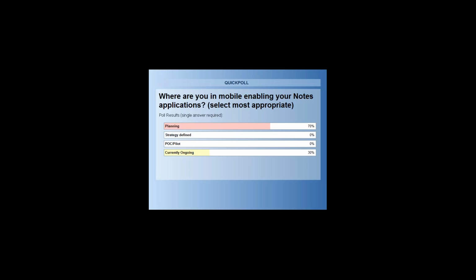All right, so Guy, I don't think you can see these, but I'll tell you that planning is 70%, strategy defined is 0%, a proof of concept or pilot is 0%, and ongoing is 30%. Wow. Impressive. Yeah, I'm very, very shocked at the results there.